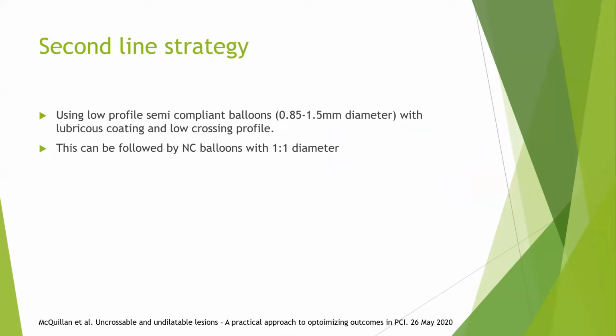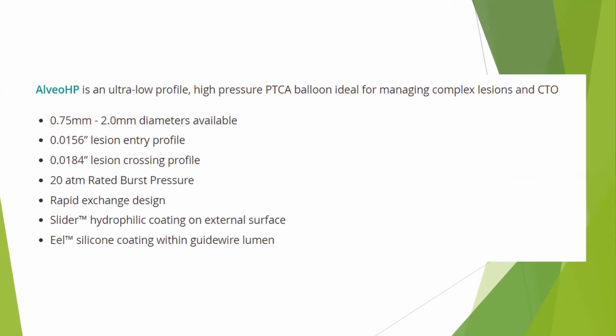So the second line: first, we use a more supportive guide. Second, we try to use a small semi-compliant balloon from 0.85 to 1.5. This is initially the algorithm, and then we prepare with a bigger NC balloon. And this is where the Alveo HP comes into play.